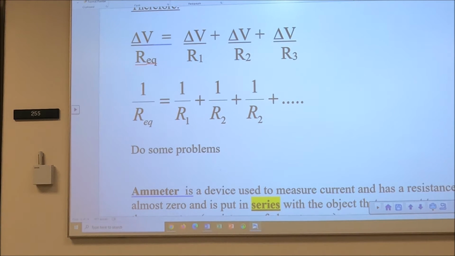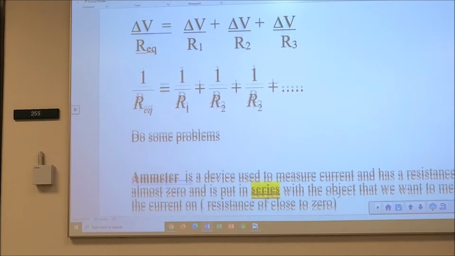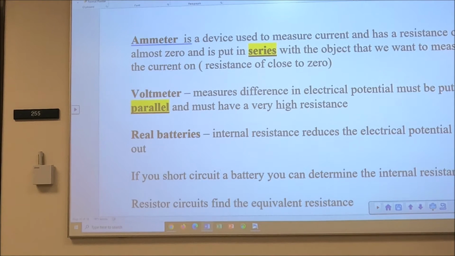Now, let's talk about an ammeter. An ammeter is a device used to measure the current and has a resistance of almost 0. And it's put in series with the component that I'm trying to determine the current through. Okay? So ammeters are always put in series.